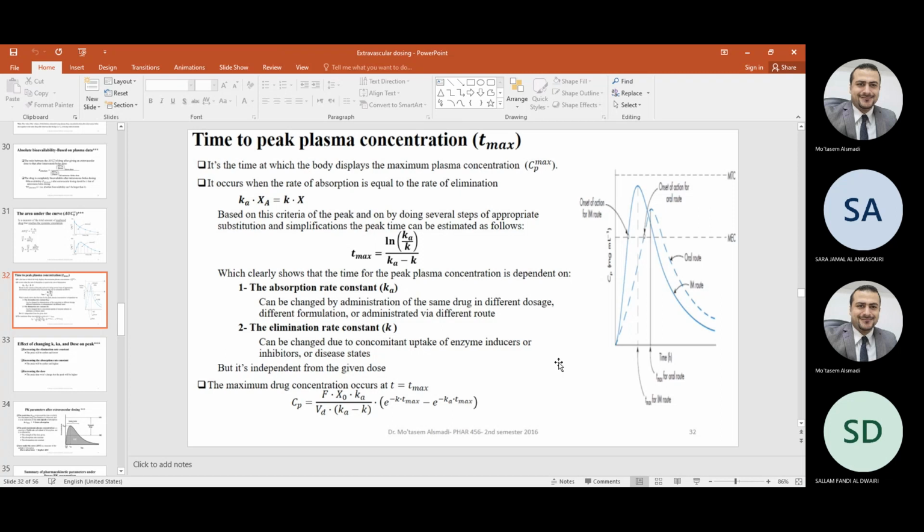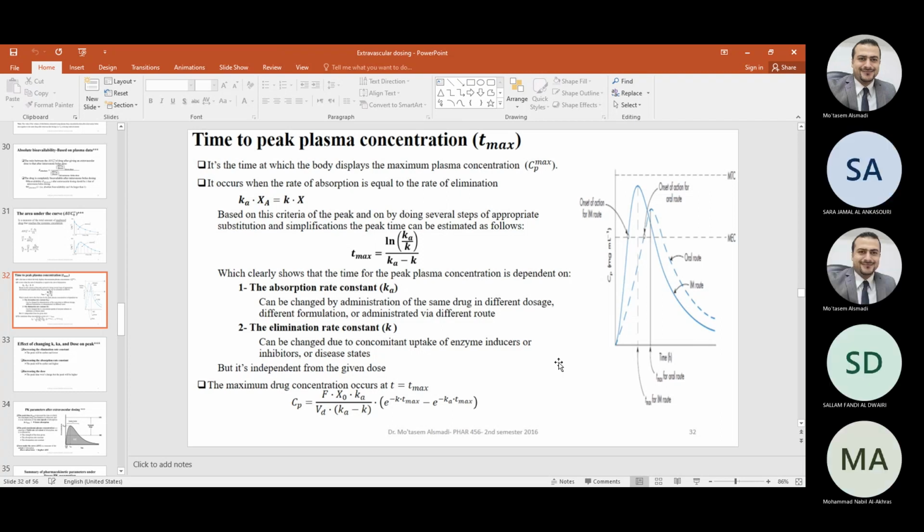Now let's go to what if I increase the absorption rate constant? Again, the point where they will be equal will be earlier, so the peak will be earlier, right? So the peak will be earlier if I increase the absorption rate constant. But will the peak be higher or lower? If I increase the absorption rate constant, it will be higher, right? If I have a faster absorption, the peak will be higher, right?